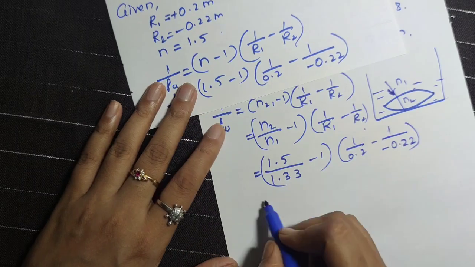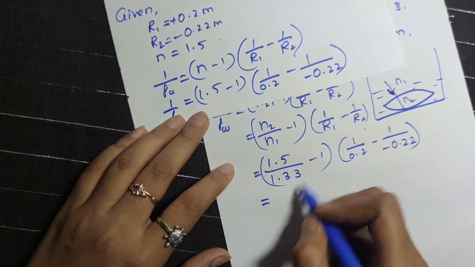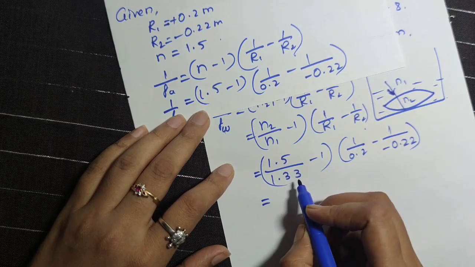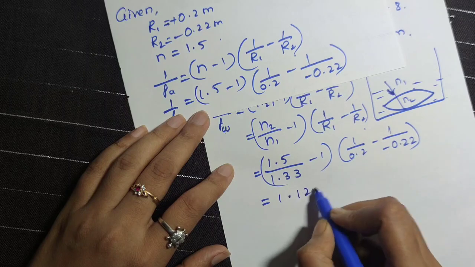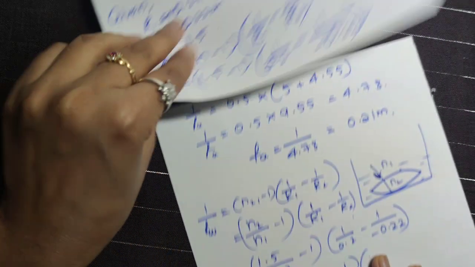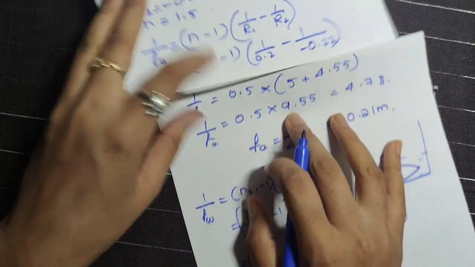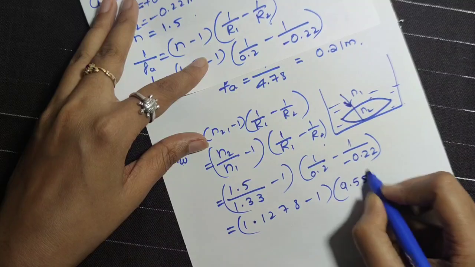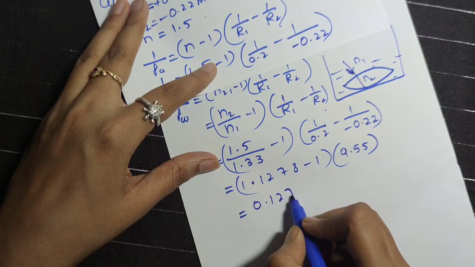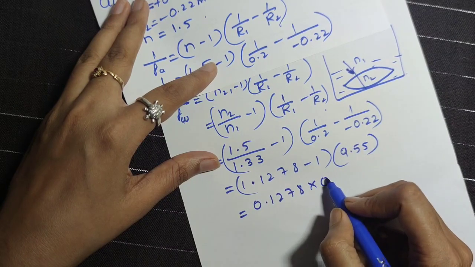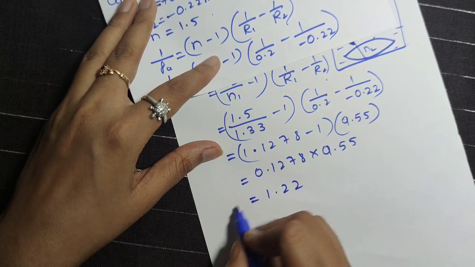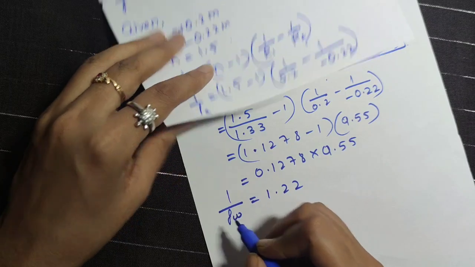When you simplify these values, that will be 1.1278 minus 1 into, as we found earlier, 9.55. This is equal to 0.1278 into 9.55, which is equal to 1.22. So this is the value of 1 by f when the lens is immersed in water.